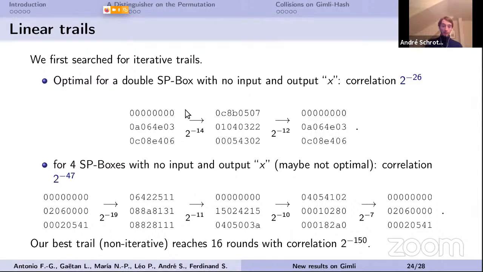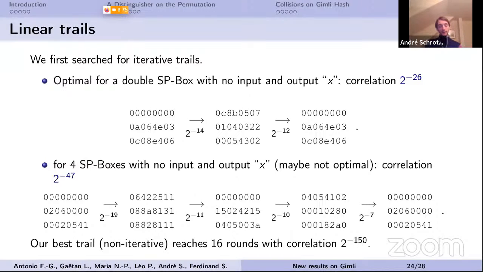The optimal such trail for a double SP box has a correlation of 2 to the -26. Here it is. For 4 SP boxes, we can do a bit better, and we don't know if the trail obtained is optimal. It has correlation 2 to the -47. There are many more examples of linear trails that are given in our paper. And the best trail that we found, which is basically obtained by concatenating smaller trails, reaches 16 rounds with a correlation of 2 to the -150.